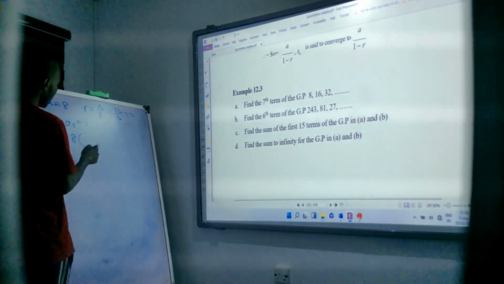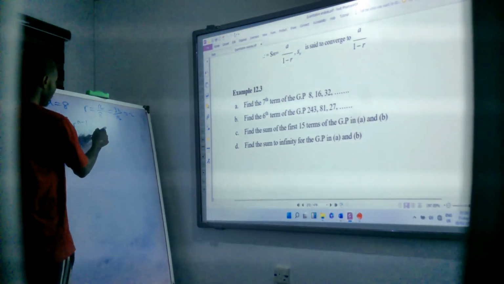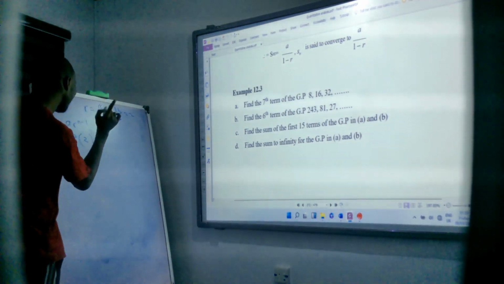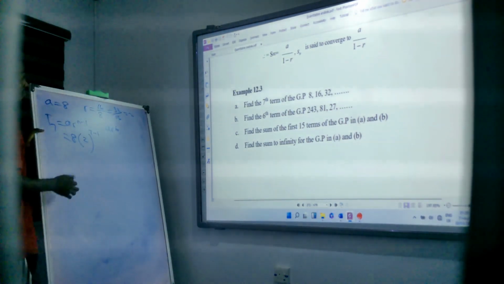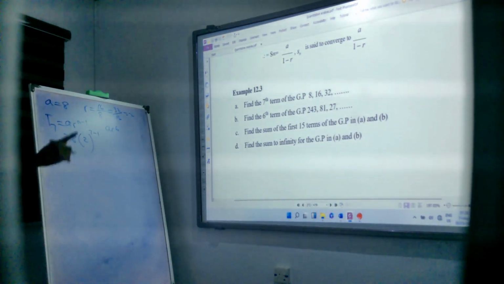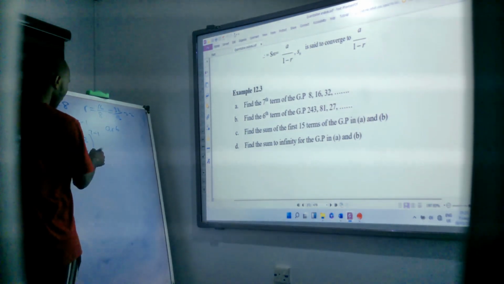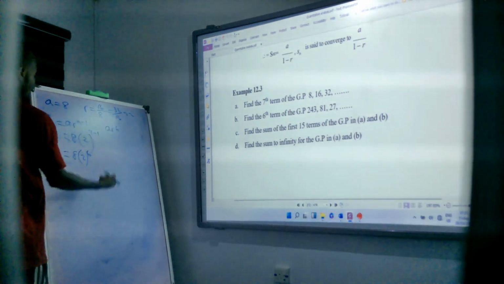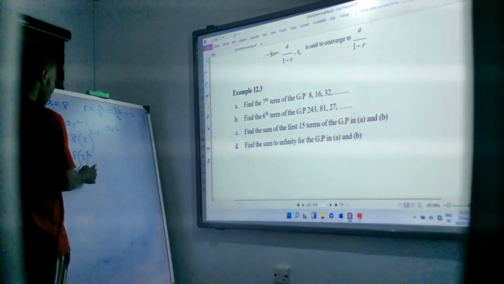So we have to get the seventh term. Our T7 is equal to A R to the power n minus 1, which is 8 multiplied by, in bracket, the common ratio 2 raised to the power 7 minus 1. Next time I will write it as A R raised to the power 6. So A R raised to the power 6 is the 7th term. Next time, pay attention.